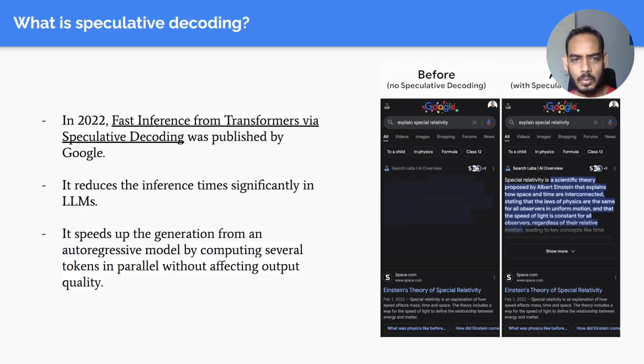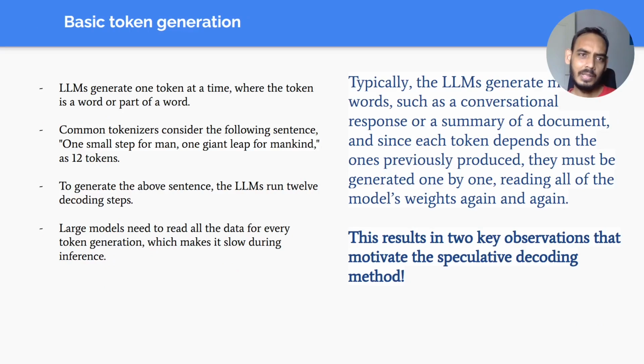Let's understand the basic token generation process. Generally LLMs generate tokens one at a time, and a token is nothing but a word or a part of a word. When you give an input sentence, a tokenizer turns it into tokens. For example, the sentence "one small step for man, one giant leap for mankind" is passed to a tokenizer, and you can consider any of the tokenizers, and it gives you 12 tokens.